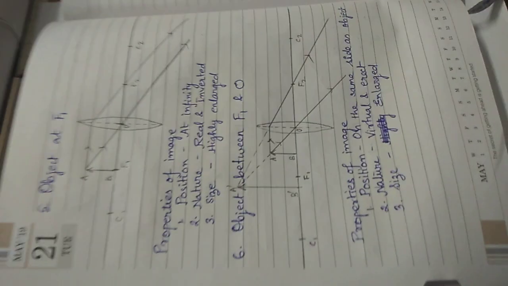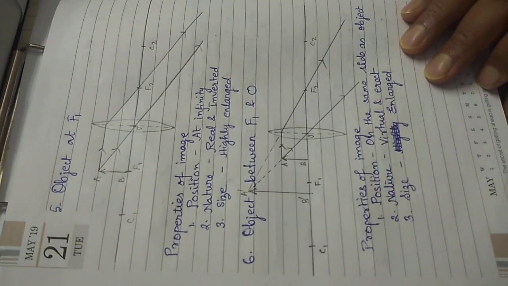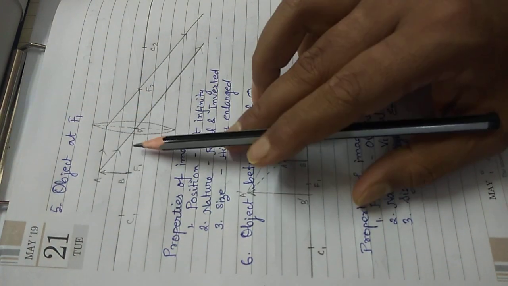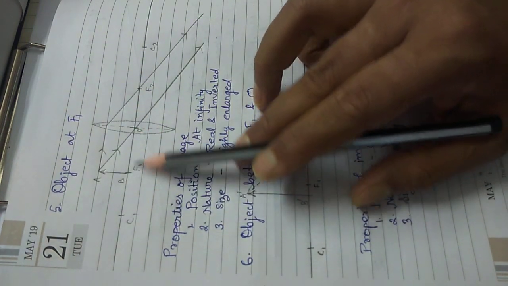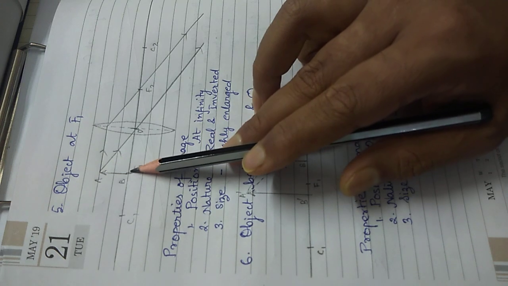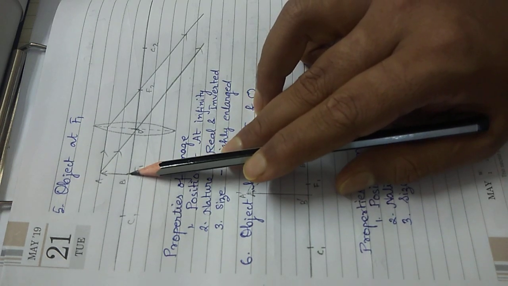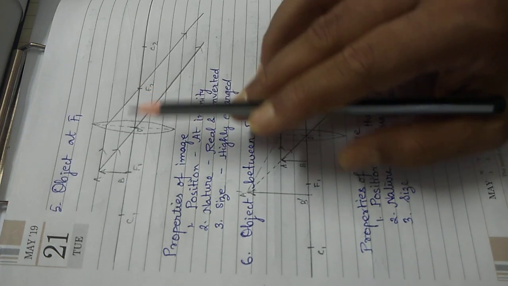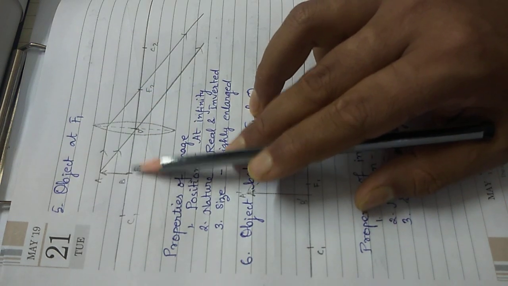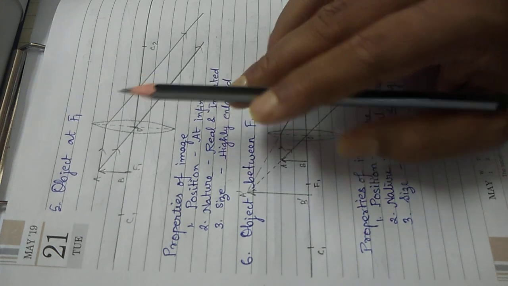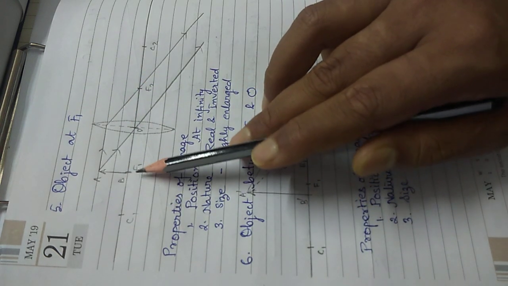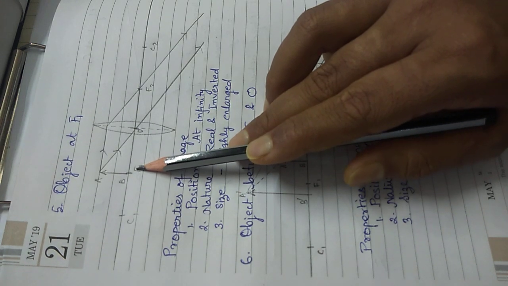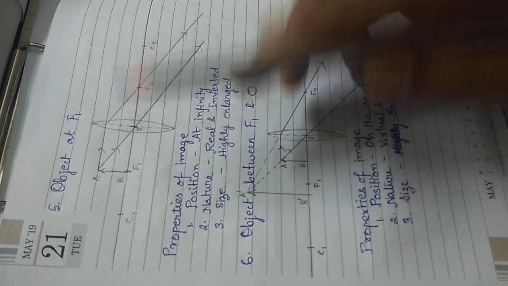The last two diagrams given here: first, the object at F1. If you recall, the image was formed at F2 when the object was at infinity. Now when the object is at F1, the image will be formed where it gets reversed, so we can guess it will be formed at infinity.